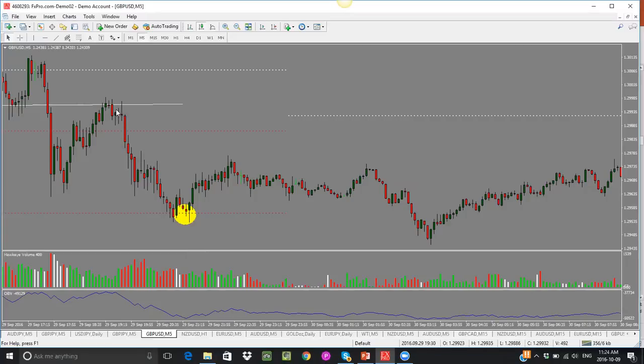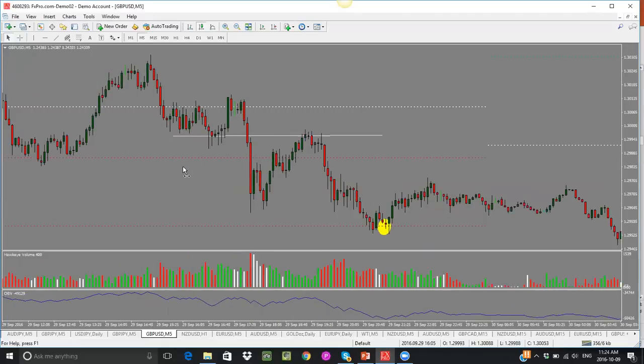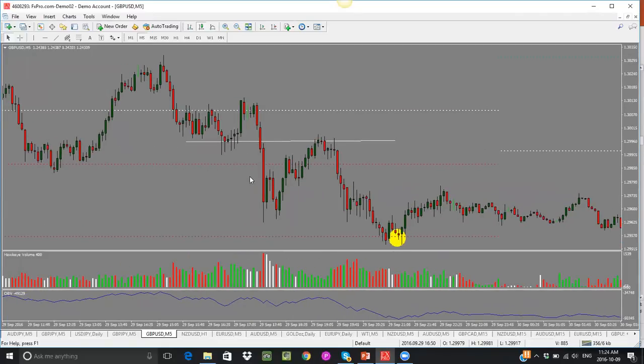So here we can see a spinning top. Also, here's another spinning top. We have a long wick on the upside, a long wick to the downside, and a very small body in the middle. So that's another example. Under live market conditions, they can look quite different. That's why I wanted to show you what they look like on real charts here.